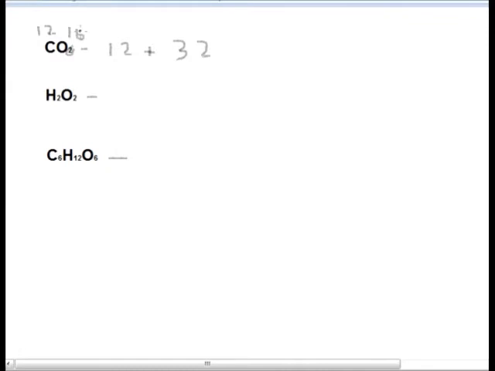But there are two of the oxygens, so 2 times 16 is 32. So when I add those together, I end up with, let me draw some equal signs here, 44 grams. That's my total molar mass for carbon dioxide. All I did was take the 12, there's only one 12, there are two 16s, add it all up, and I get a total of 44.